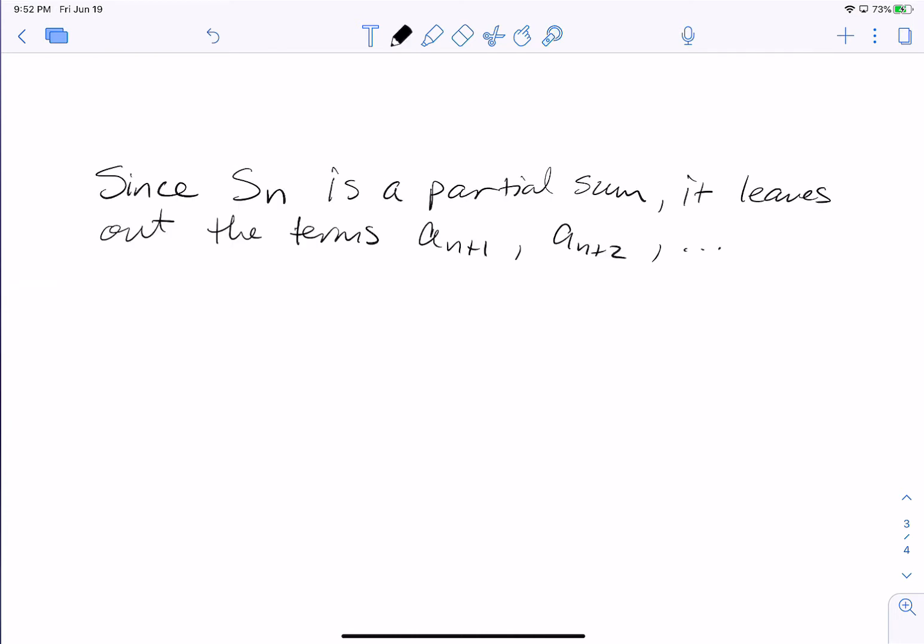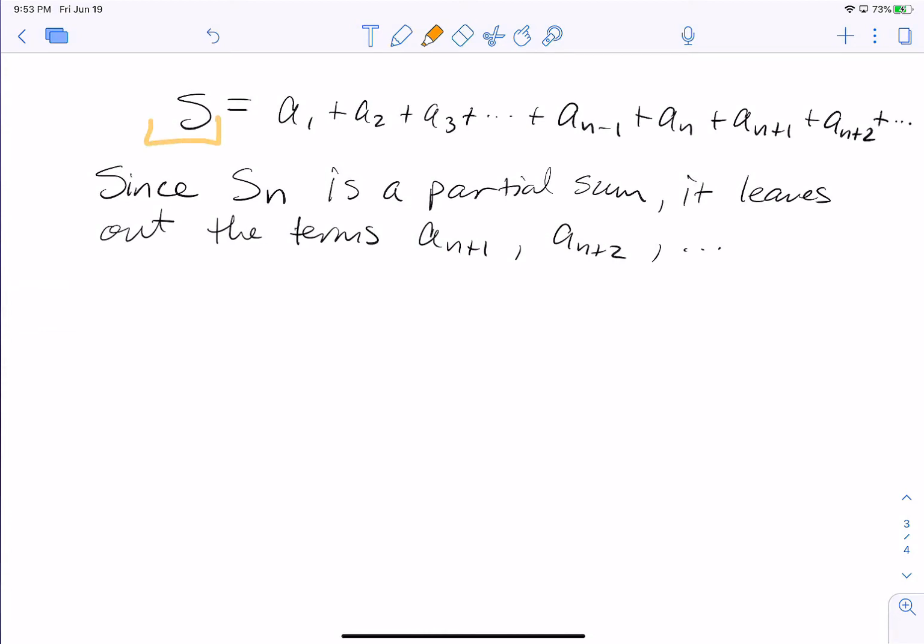I think for this, just a little bit of a visual is in order. S, the entire sum, would be a sub 1 plus a sub 2 plus a sub 3 plus dot dot dot plus a sub n minus 1, we'll say, plus a sub n plus a sub n plus 1 plus a sub n plus 2. How long is this going to go on? It's done now. Plus dot dot dot. The whole sum is all of these, right? And I'm putting an arrow saying that we're adding all of the a sub 1, a sub 2 that we just wrote down, and then it keeps going on to infinity.